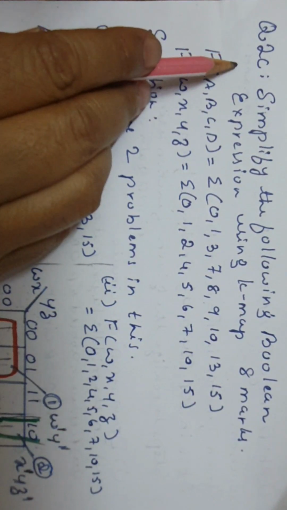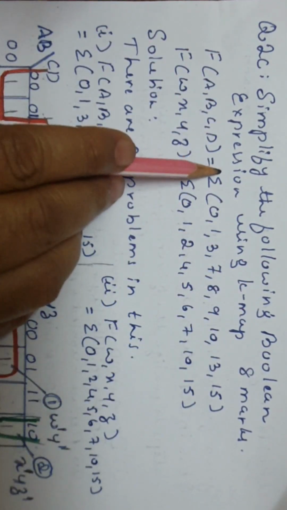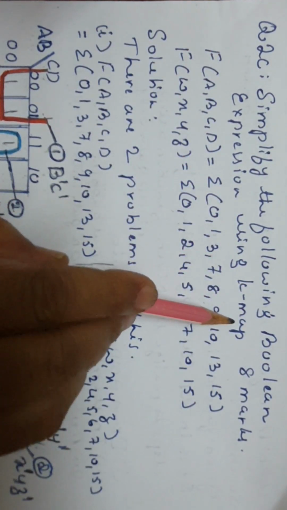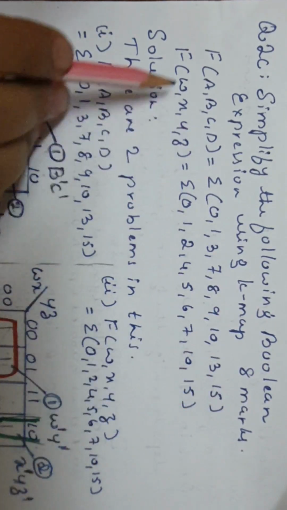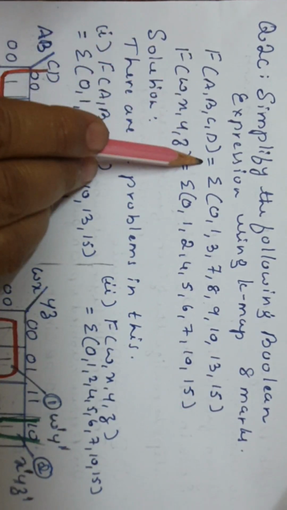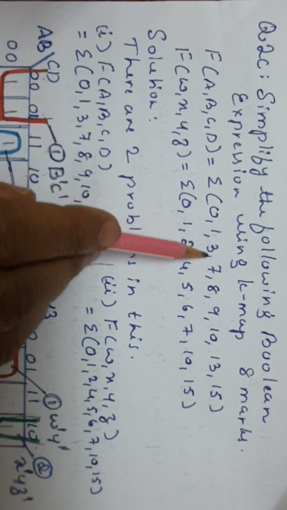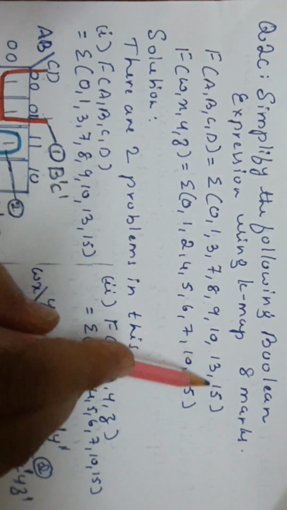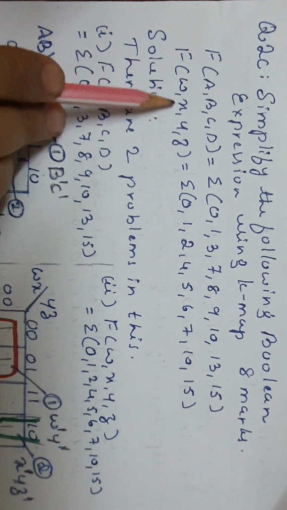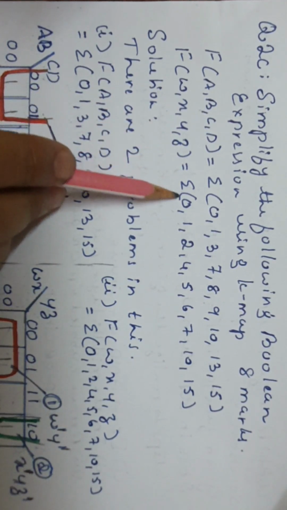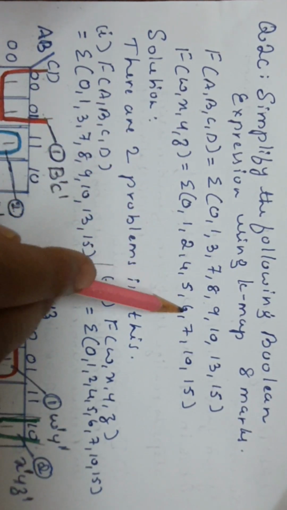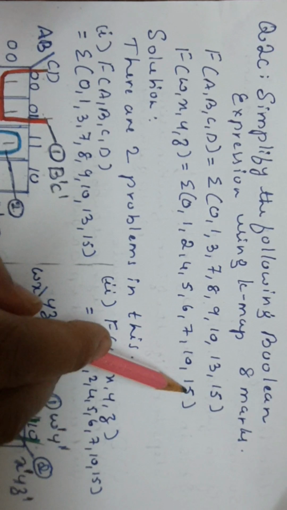Next question, number 2c: simplify the following Boolean expression using K-map. Carries 8 marks. F of ABCD equal to sigma m of 0, 1, 3, 7, 8, 9, 10, 13, 15. F of WXYZ is equal to sigma m of 0, 1, 2, 4, 5, 6, 7, 10, 15.